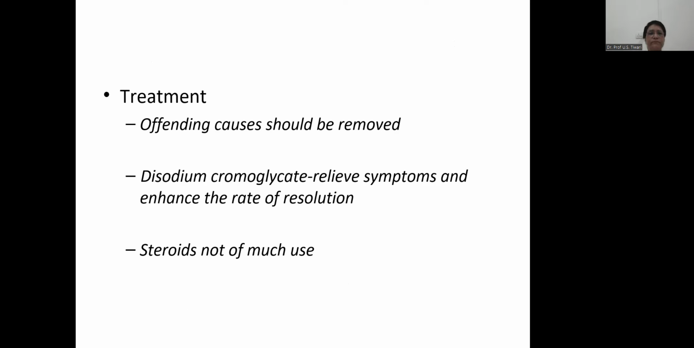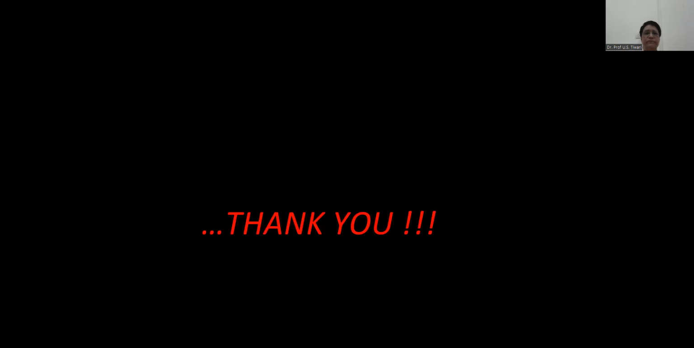As far as the treatment, the offending cause should be removed. If there is an underlying contact lens which is responsible for the GPC, it has to be replaced. If there are deposits, usually in the form of proteins that get deposited over the surface of the lens, you can treat the lenses by ultrasonic methods and remove the lens proteins, or otherwise they should be cleared. Disodium cromoglycate relieves the symptoms and enhances the rate of resolution. Steroids are not of much use in these cases. Thank you very much.